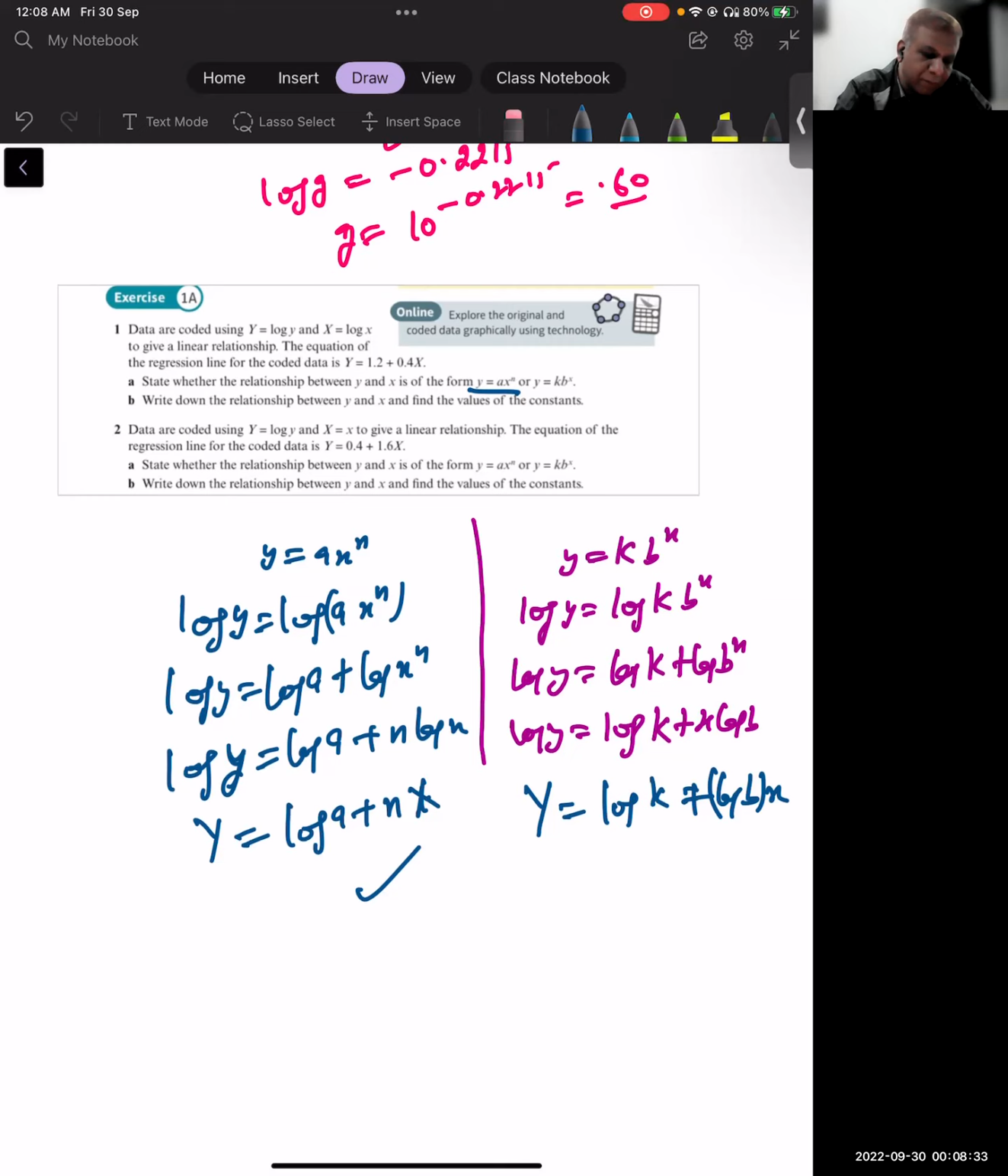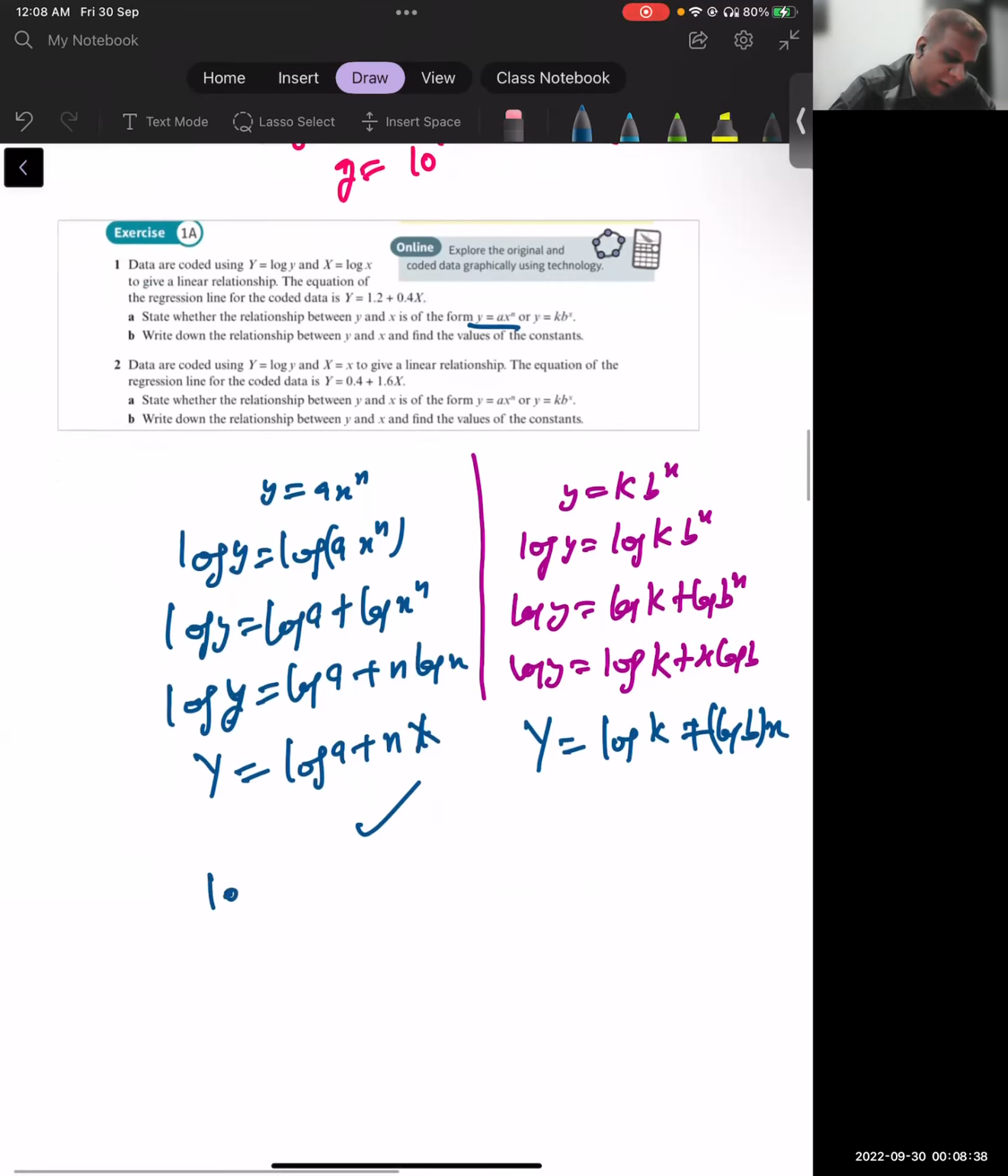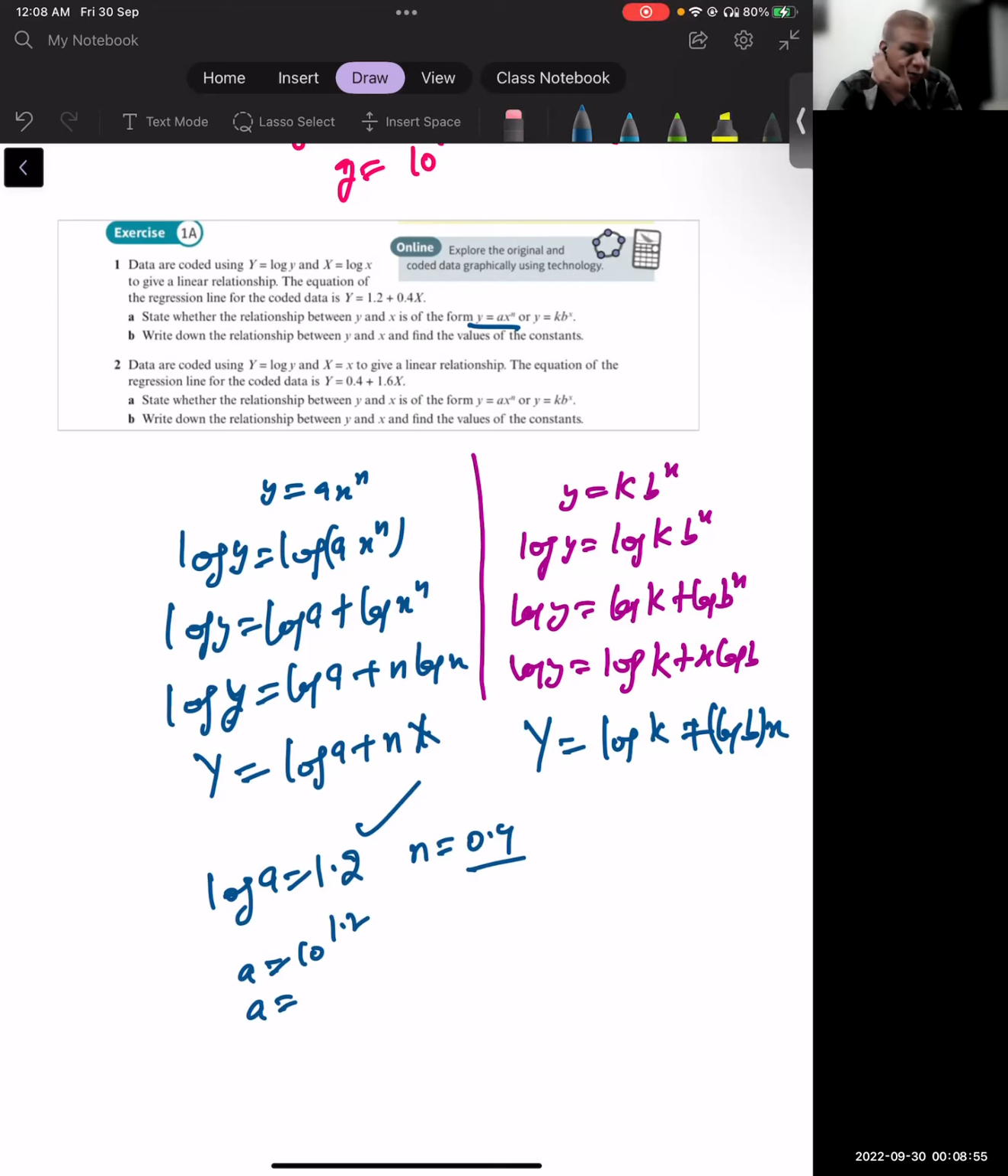So log a is 1.2. Very good. So n will be directly 0.4, right? So n can be calculated. Now what about a? 10 to the power 1.2. What will it be calculated as? 15.8. So that is the value of a and that is the value of n. Got the answer? Is there any doubt to you?